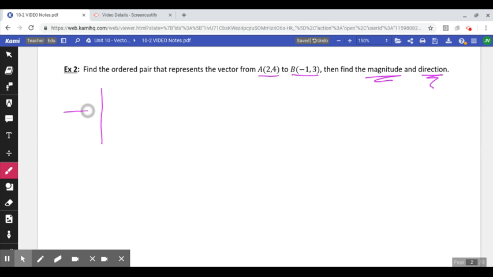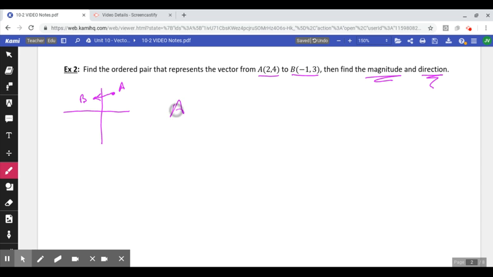Sometimes it's useful to plot these. So if we make A up here, so that would be 2, 4, and then negative 1, 3 might be right here, and that's B. This vector is going to look something like this. So we're expecting both the x and the y components here to be negative. We need to go from A to B left and down.